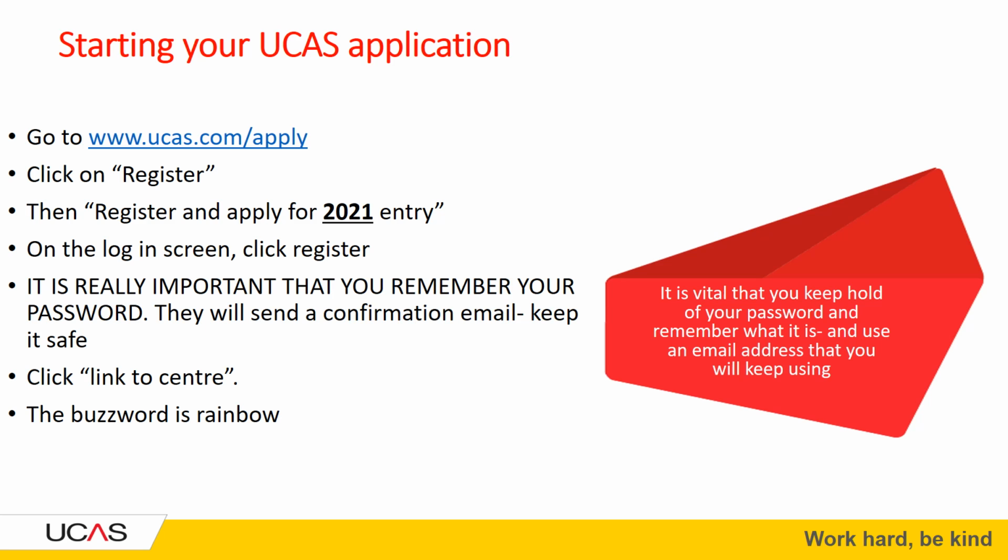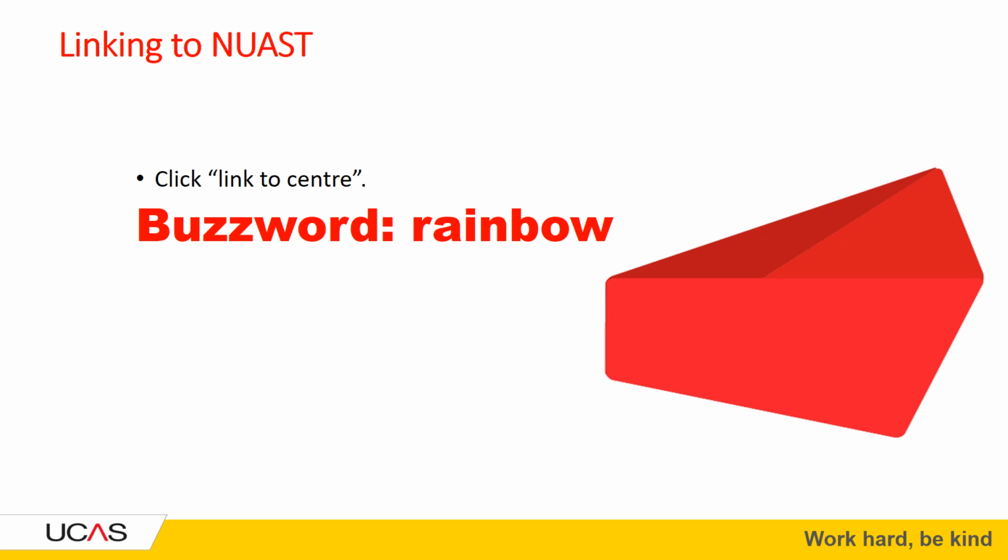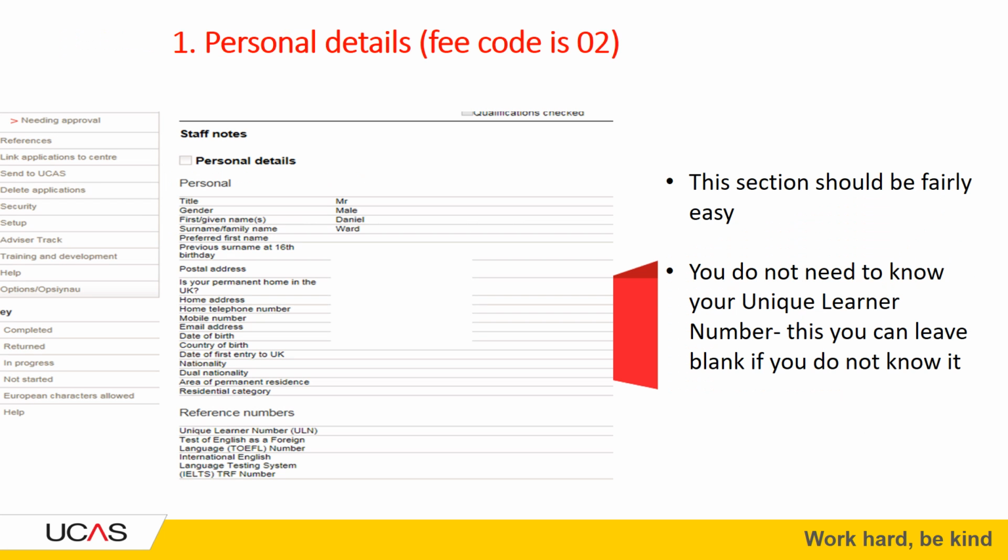On the registration screen, click Link to Centre, and you need the buzzword, which is rainbow. Okay, so our buzzword is rainbow, written exactly as I have written it there, all in lowercase, and that will link you to NUAS. That means once you're linked to NUAS, it means your tutors will be able to see your applications. It also means I'll be able to see your applications and we'll be able to fill in your reference. So you must do that.